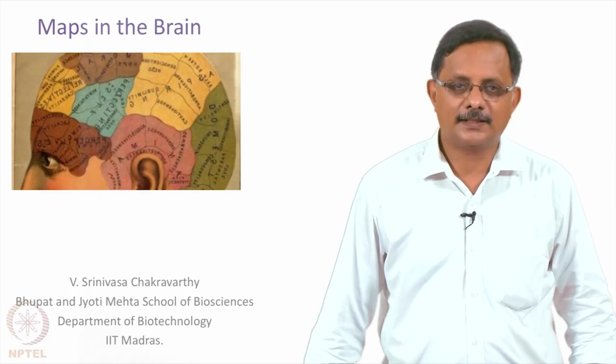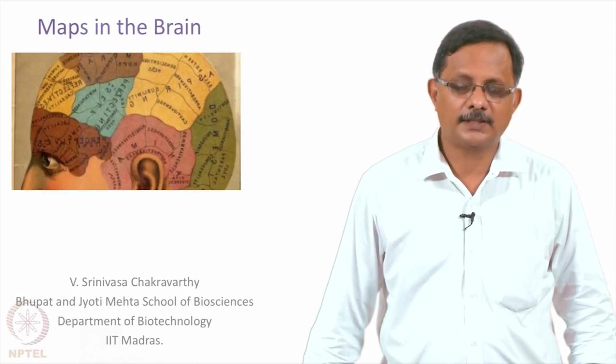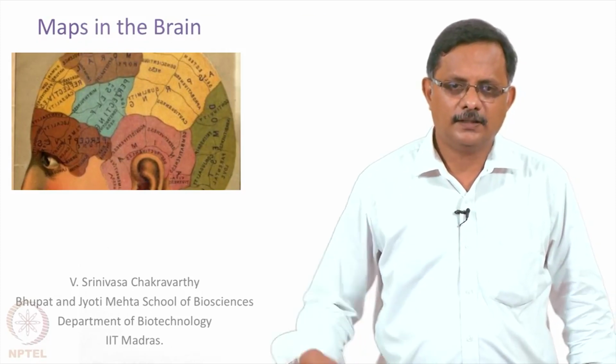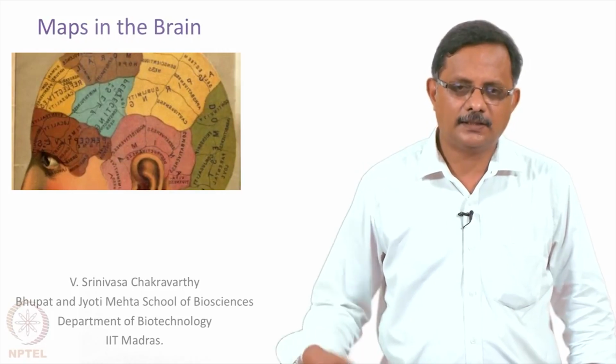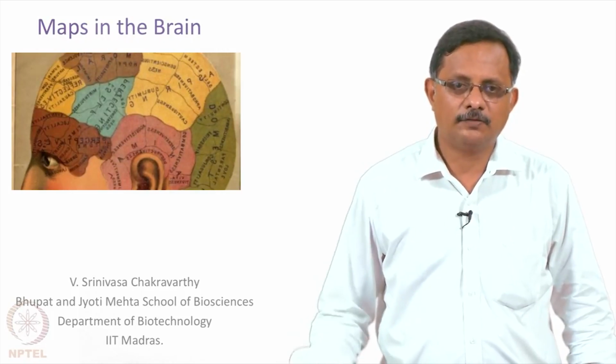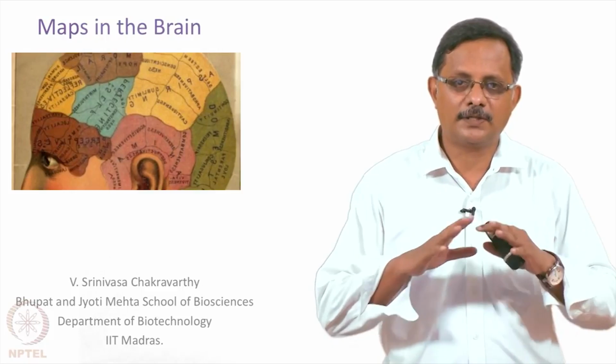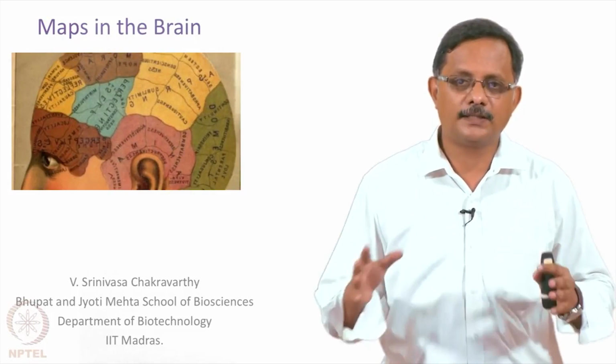This is lecture number 6. This lecture is on maps in the brain. Even in the very first lecture we mentioned that there are these maps in the brain. Information is often laid out in the form of 2 dimensional maps on the brain surface.